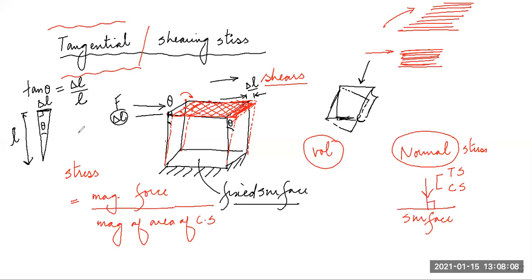You must remember L was this distance. Very, very important. This was L, or you name it by capital L, doesn't really matter. So tan theta is delta L by L. Now students, the knowledge of trigonometry also tells you, you can see the trigonometric table, when theta is small, tan theta is always equal to theta.